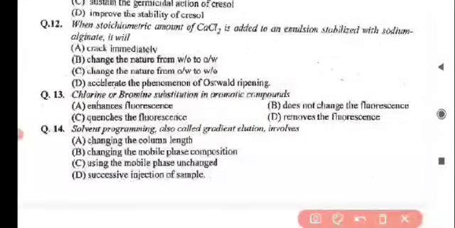Next question is when stoichiometric amount of CaCl2 is added to an emulsion stabilized with sodium alginate, it will, and the correct answer is option number C, it will change the nature from oil in water to water in oil. Next question is chlorine or bromine substitution in aromatic compounds is, and the correct answer is option number C, quenches the fluorescence. Next question is solvent programming, also called gradient elution, involves, and the correct answer is option B, that is changing the mobile phase composition.